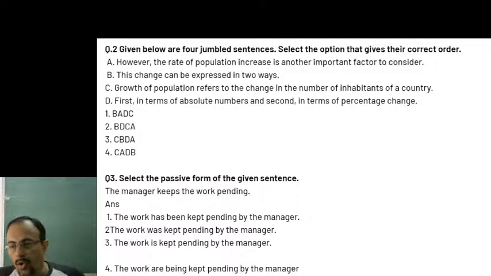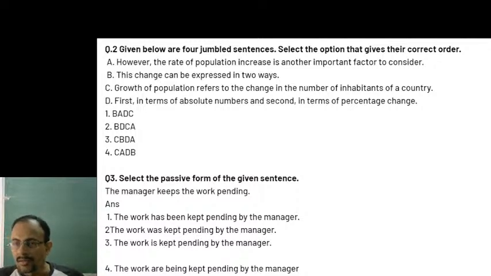So these are the four, you can say, domains of competitive exams. First is English language, second is arithmetic, third is reasoning, and fourth is general awareness. General awareness comprises of current affairs and traditional GK.